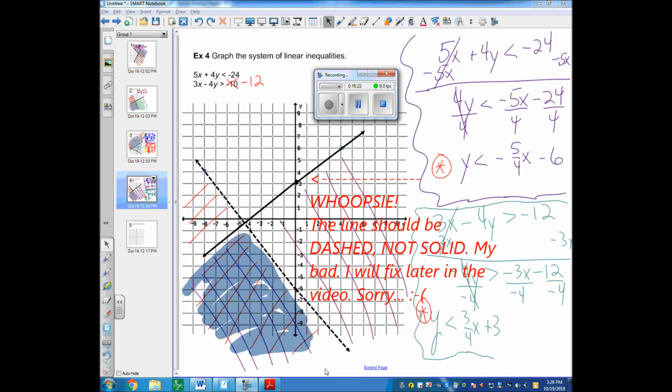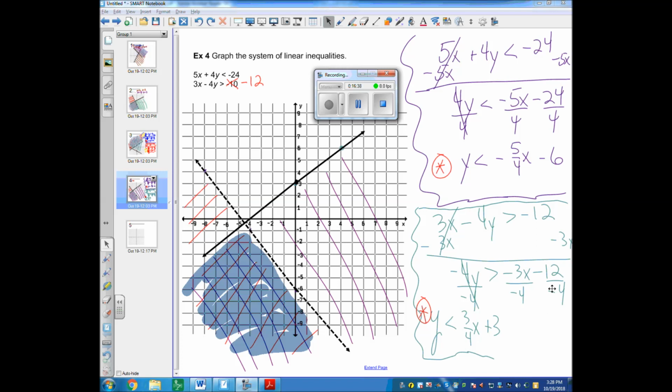All right, have a look at this. What do you think? Not too bad, right? Top inequality, get y by itself. Subtract 5x from both sides. Divide everything by 4. Because we're dividing by a positive, we keep our pity paws off of the inequality symbol. Don't touch. It stays the same direction. When we simplify, we get y < -5/4x - 6.